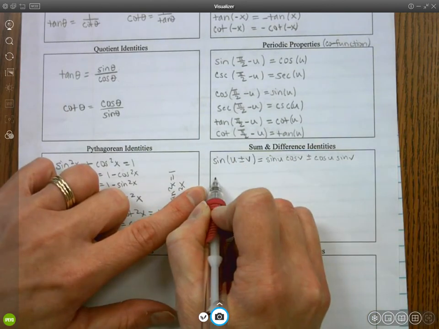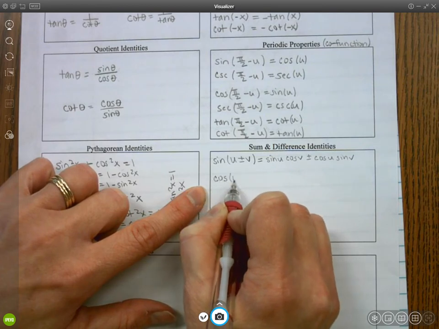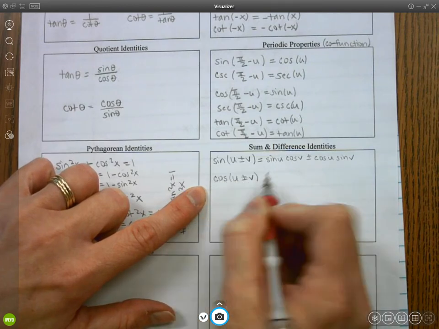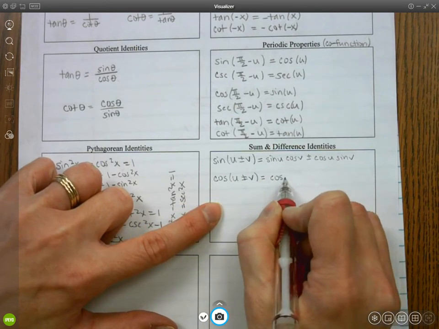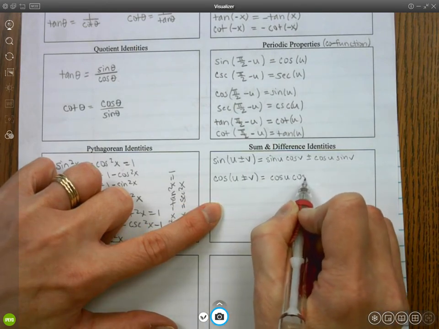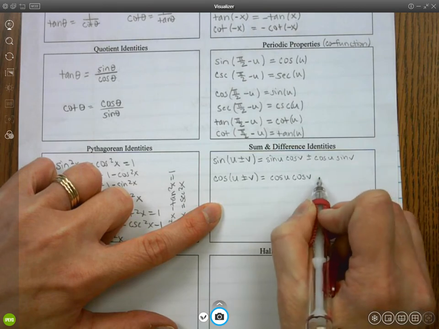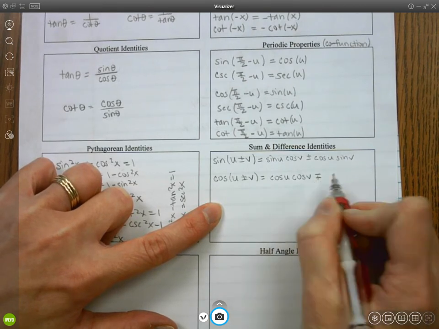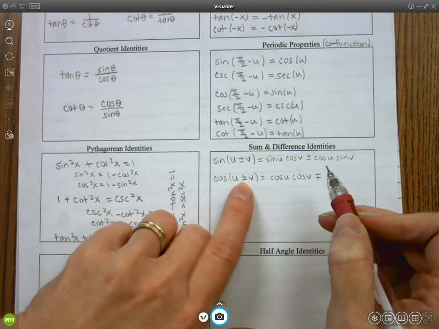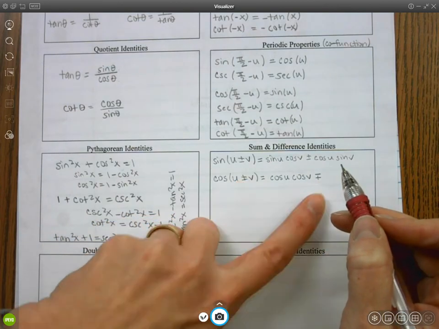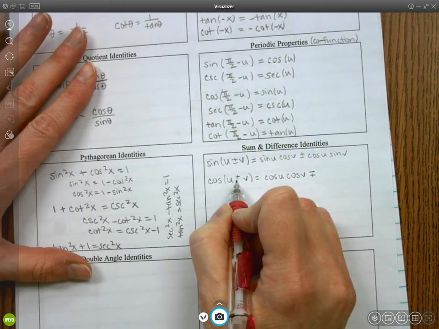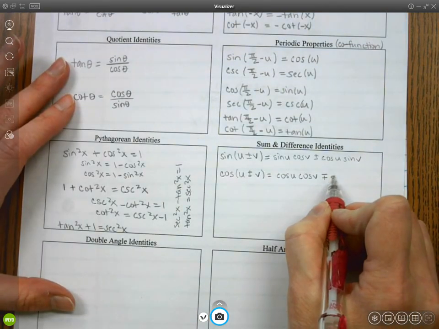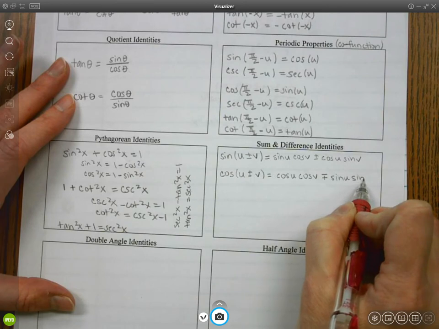All right, cosine is very similar, except that we're going to do cosine, cosine, change the sign, and then sine, sine. So we do cosine of the first times cosine of the second, change it to a negative. If you're adding here, this will be minus. If you're subtracting here, this will be plus. If this was written neater, that would make a little more sense. All right, and you're going to do sine of the first, sine of the second.